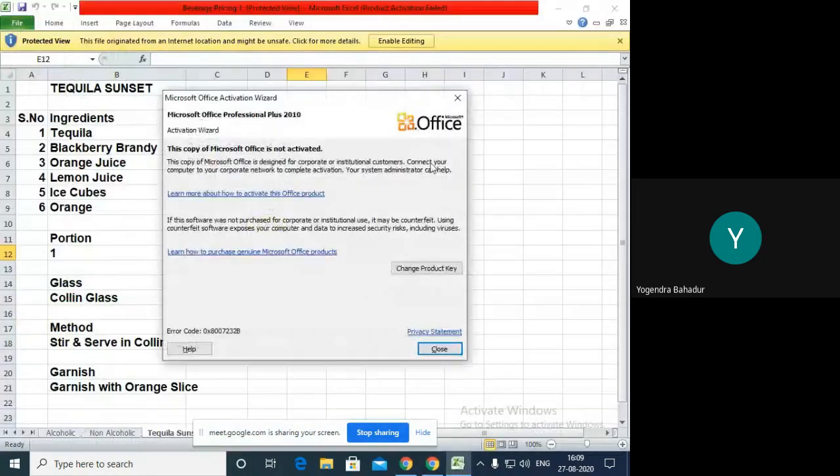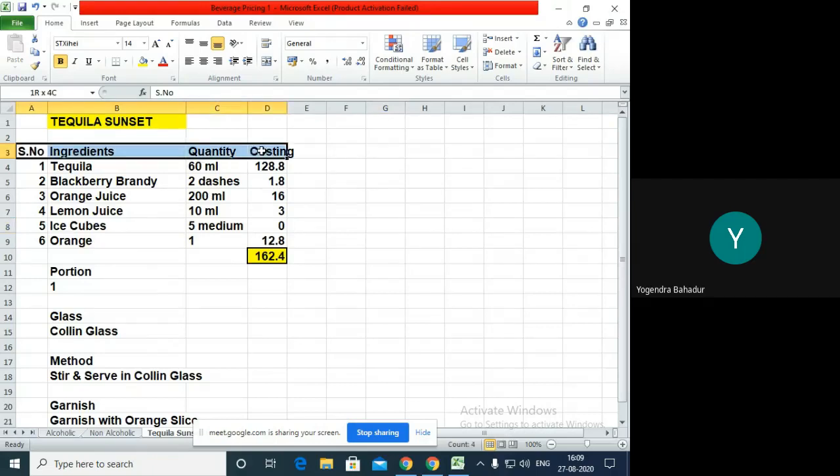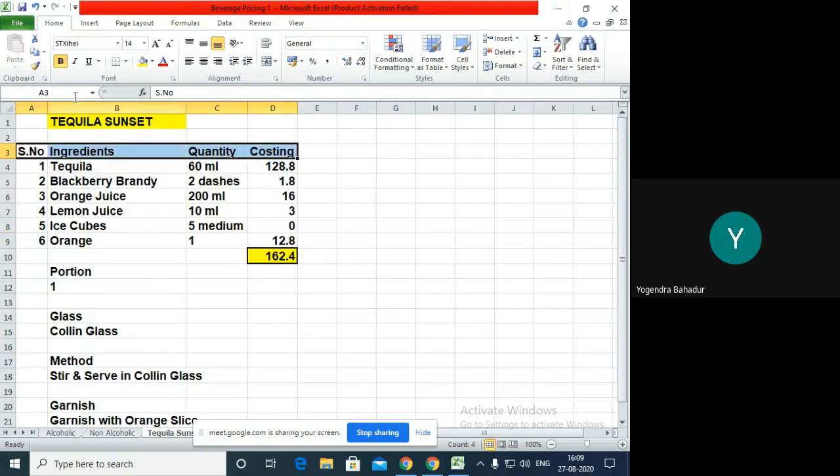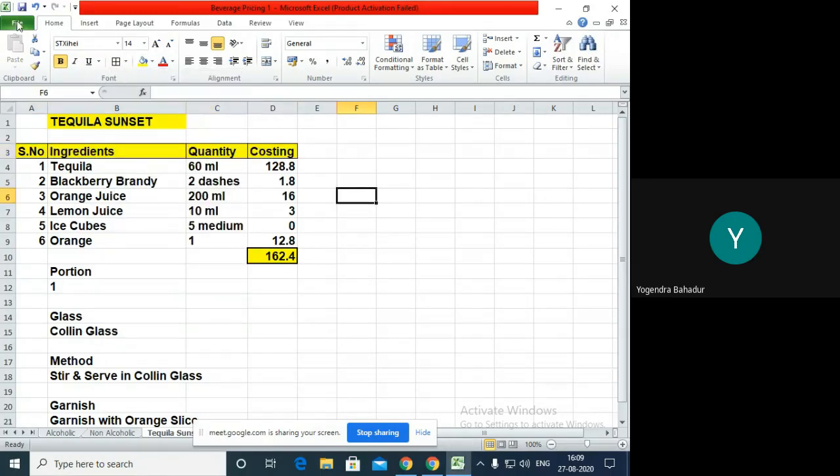Now moving to the last part of it. Again, we are going to do it in the same way. The name of this cocktail is Tequila Sunrise. And as you know very well how to find out the cost of this particular tequila, because we have already discussed that earlier. I think this was part of our first practical. Okay, fine.